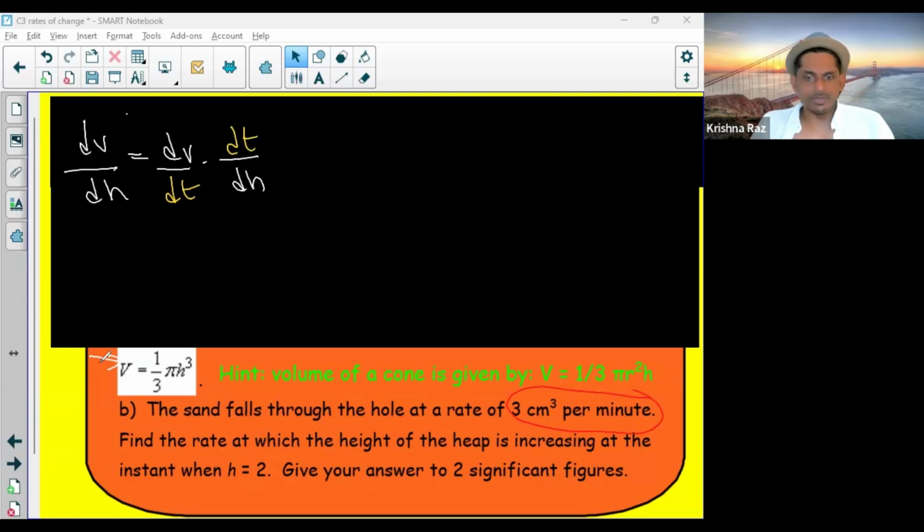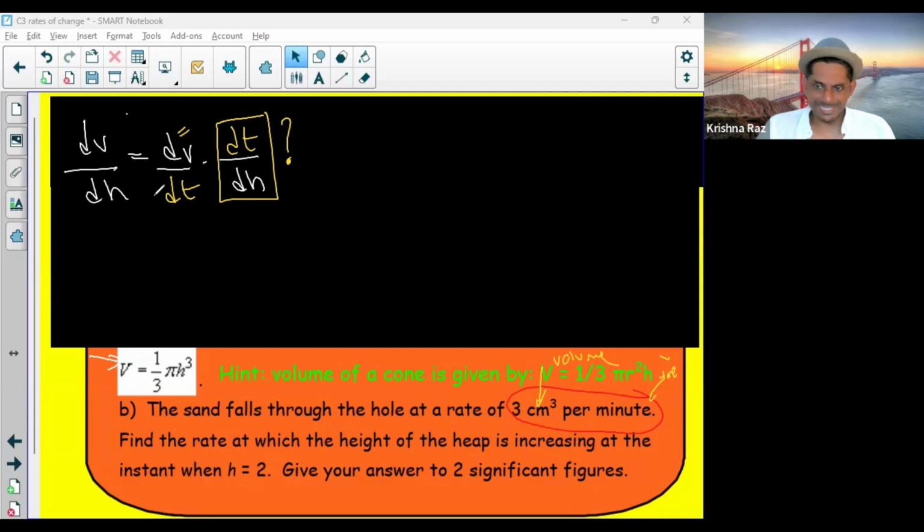Well, we want to find the rate at which the height is increasing. So dh by dt is our unknown. So the other 2 must be in the question. Yeah? Sand falls through the hole at a rate of 3 centimeters cubed per minute. So that is dV by dt, we can tell from the units. We have volume and time. So dV by dt is 3.